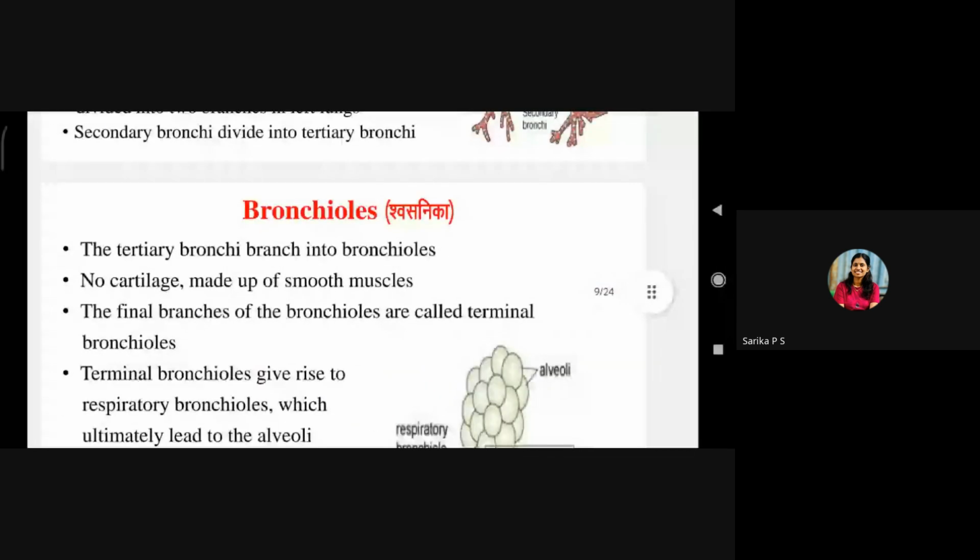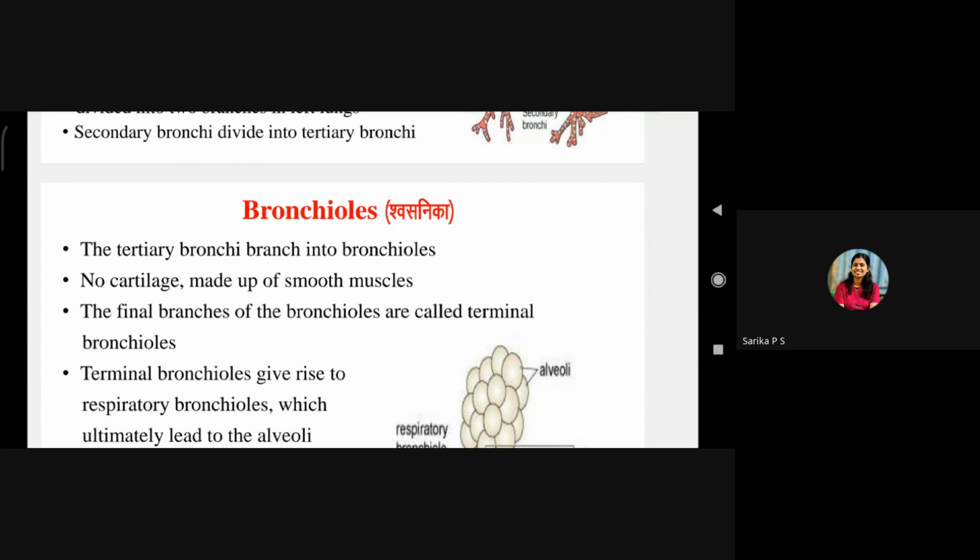Next is bronchioles. The tertiary bronchi branch into bronchioles. No cartilage, made up of smooth muscles. Here we cannot find any cartilage, so these bronchioles are made up of only smooth muscles. The final branches of bronchioles, after which no further division takes place, are known as terminal bronchioles.